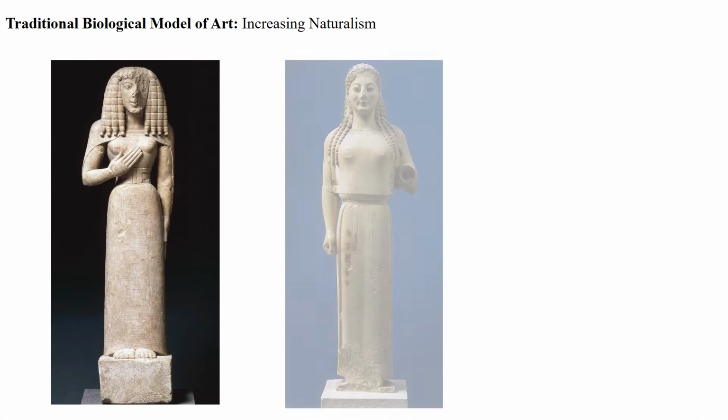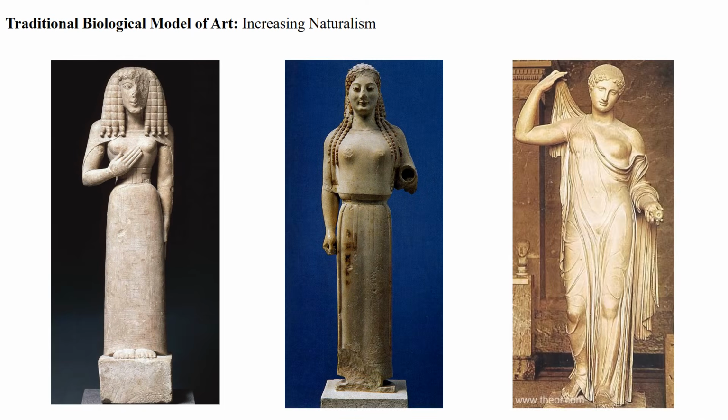The traditional biological model of art is one term for describing this increasing naturalism with regard to the representation of human figures over time. From left to right, you can clearly observe the increasingly naturalistic anatomy and proportions in these statues from various periods of ancient Greece.